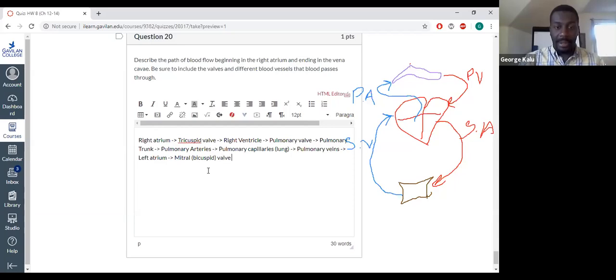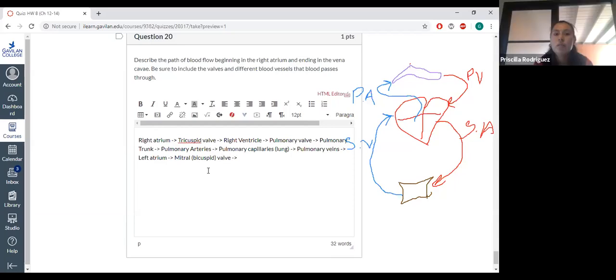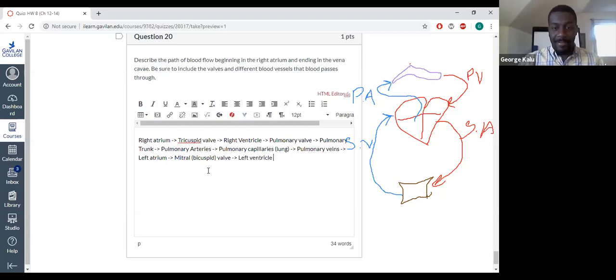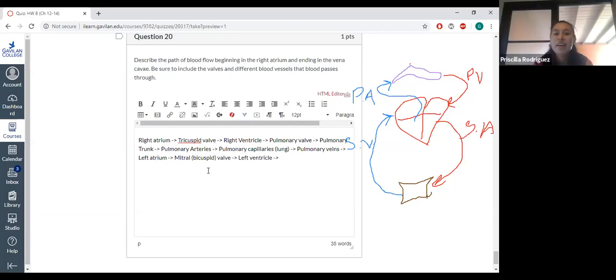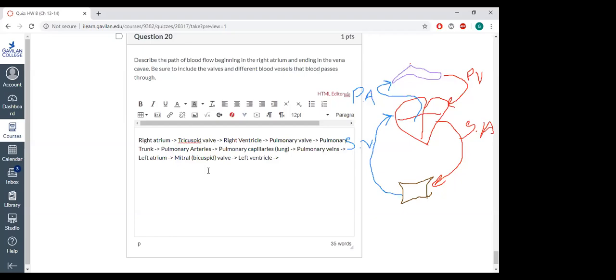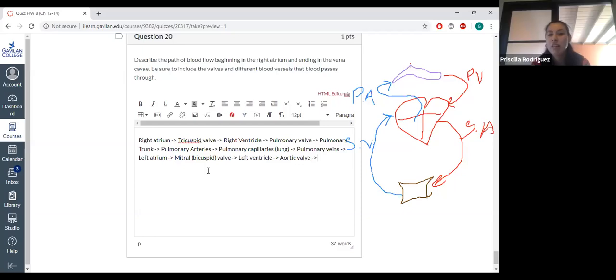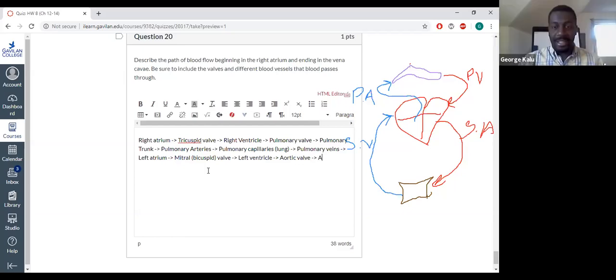And then from the bicuspid valve into the what? The left ventricle. Okay. Then from the left ventricle, we go into the what? The aortic valve. Yes, the aortic valve. Then the ascending aorta, to the aorta. I'll just go ahead and put aorta.